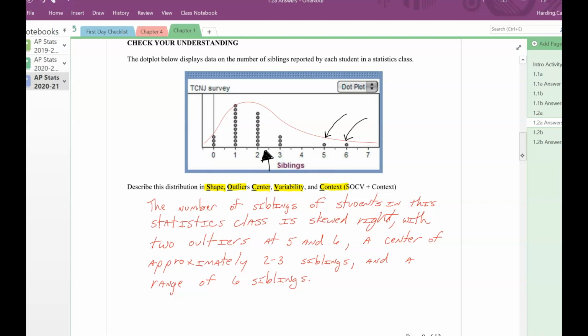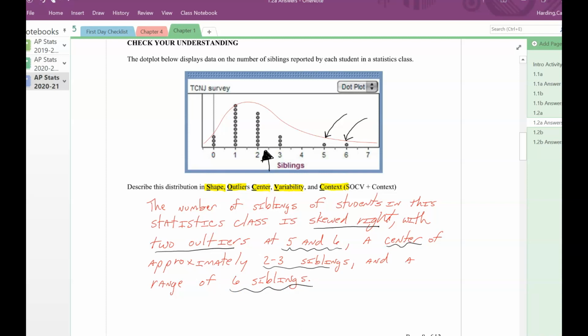So you can see the answer has all these things in it. It's skewed right. There are 2 outliers at 5 and 6. Notice that it's specific to where the outliers are. A center at approximately 2 to 3 siblings. And a range of about 6 siblings.